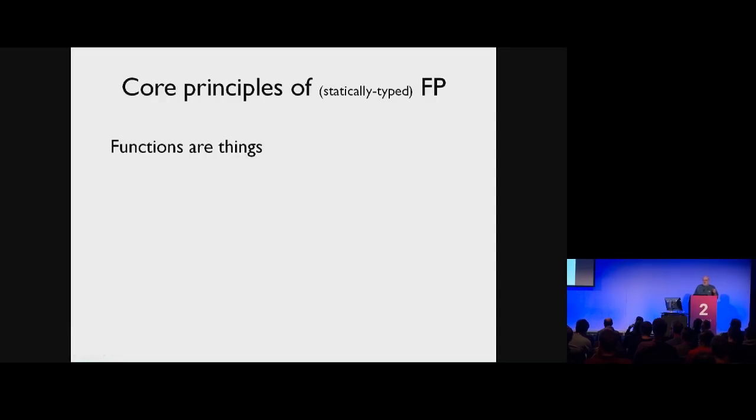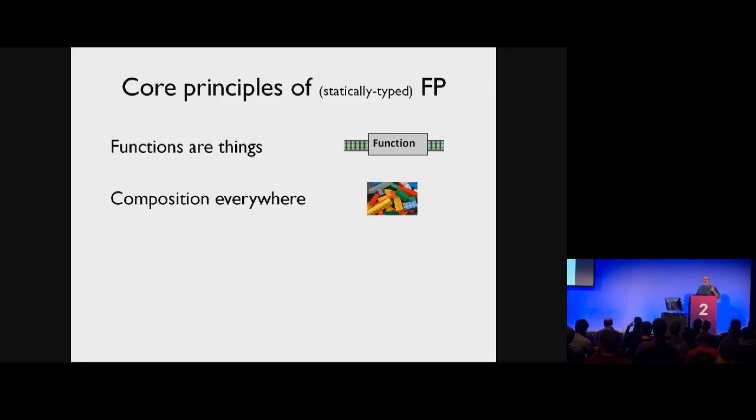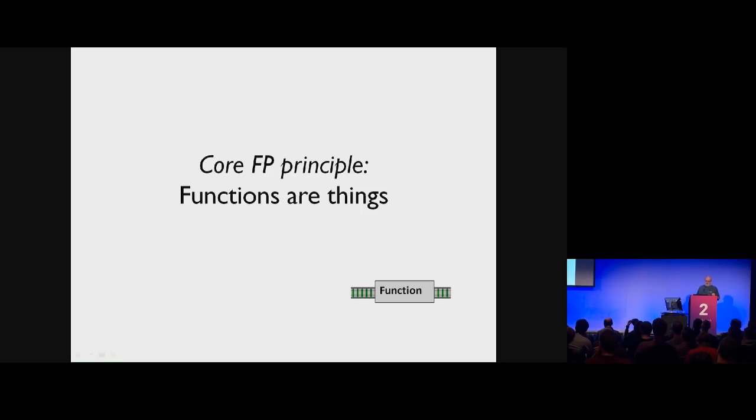So let's start with some principles of statically typed functional programming for people who are newbies. The first thing is that functions are things, and I like to use a little railway track analogy. And composition is used everywhere. So there's no inheritance, there's nothing else. Everything is composition, and if you know how to use Lego, you know how to do composition, because it's exactly the same. So let's look at functions as things.